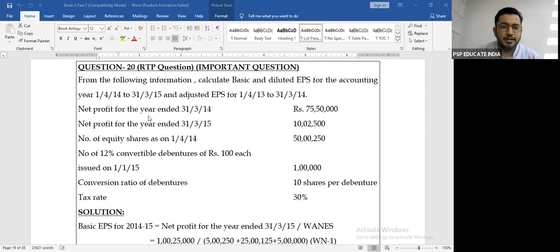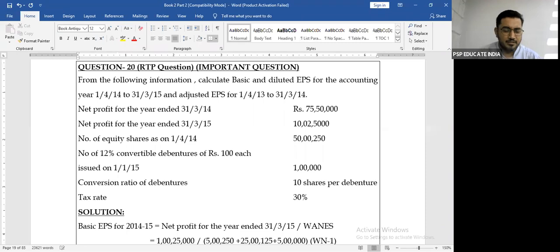Okay, let's go ahead. Net profit for the year ended 31st March 2014, 75,50,000. Net profit for the year ended 31/3/2015. Just add another zero over here. There's a typing error. The profit will be 1,00,25,000.